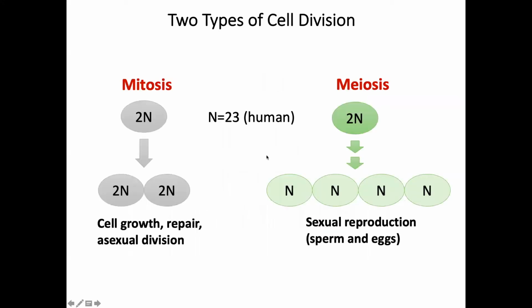I already showed you these slides in the last lecture. This is just a reminder that in meiosis, one diploid cell will generate four haploid cells through two rounds of cell division. Now let's watch a video together.